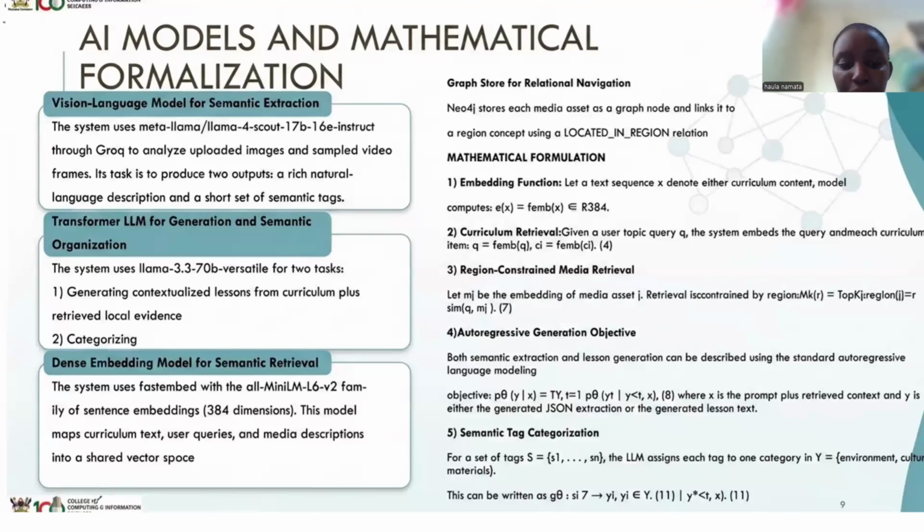And then for the autoregressive generation, the lesson generation follows an autoregressive probabilistic modeling objective. The next generated token is conditioned on the retrieved semantic evidence, the prior generated tokens, and the curriculum context. This strengthens the factual consistency and the pedagogical validity. The mathematical formalization, therefore, was used to establish the computational foundations to enable trustworthy semantic retrieval and grounded educational generation.